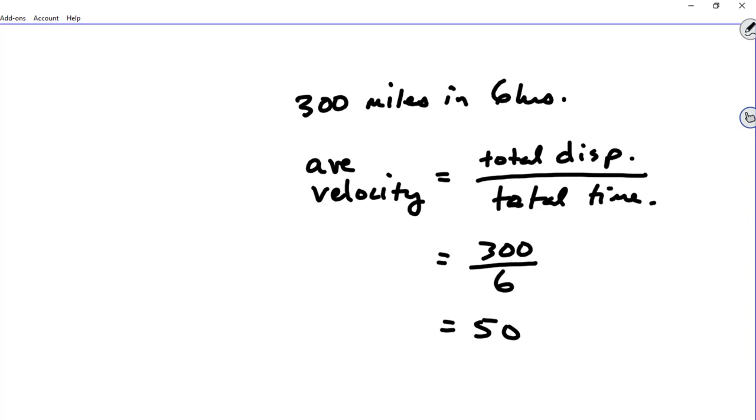Let's look at the units on this. What are the units on 300? Miles. What are the units on 6? Hours. And in English, how do we read the division bar? Per. Right? So what are my units on this? This is 50 miles per hour. So that is a rate of change, as it tells you how your miles change as time changes.